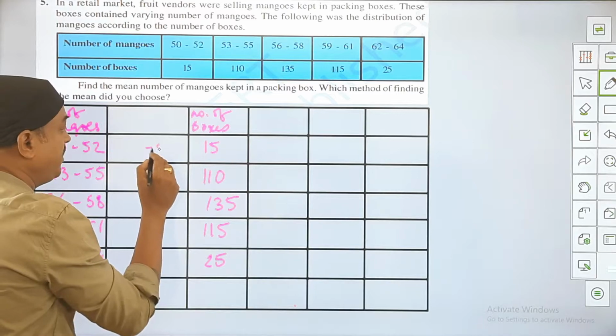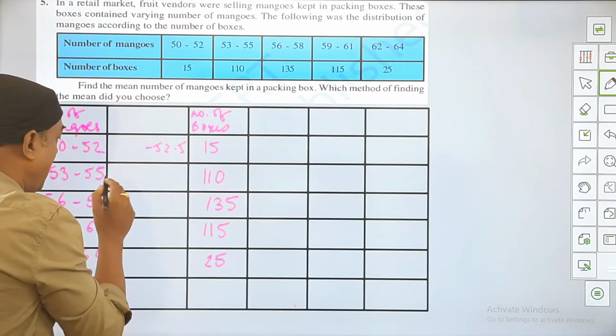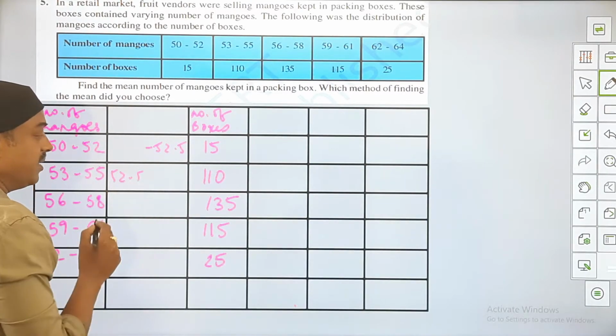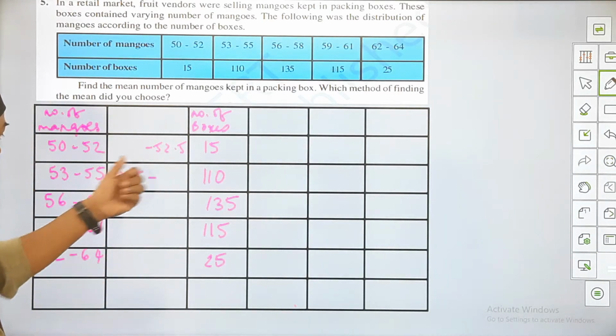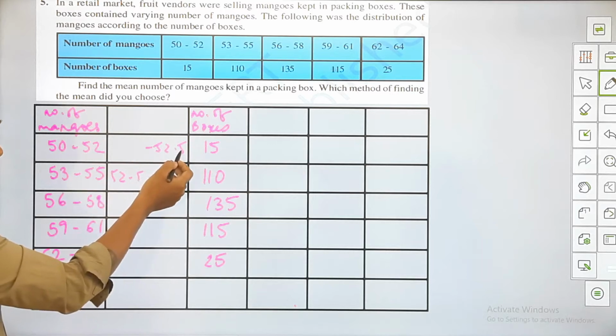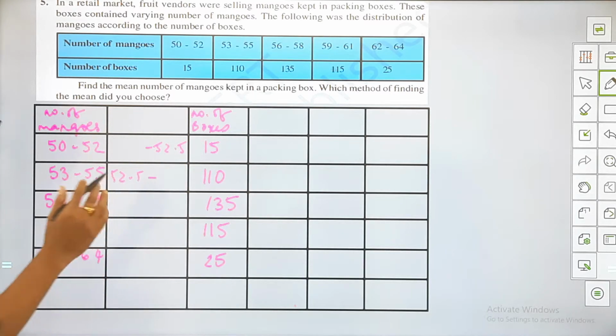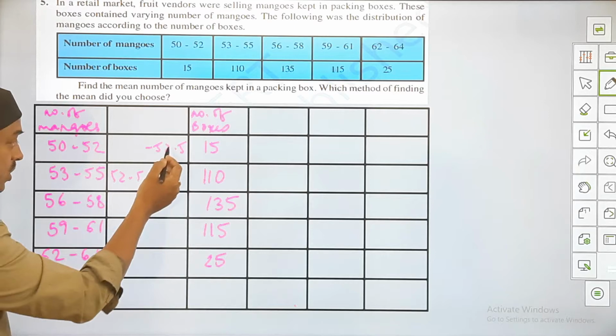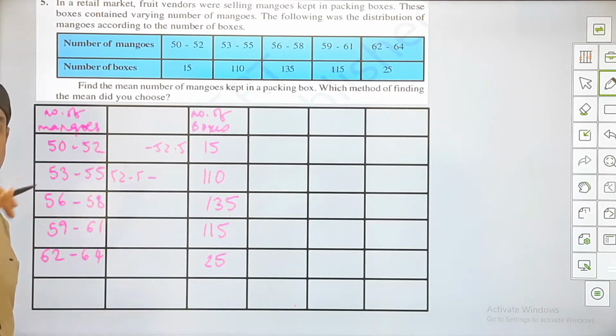To cover that gap of 1, we take the upper limit as 52.5, and we start with 52.5 here. Now both are the same value. The gap is 1, so I increase by 0.5 and decrease by 0.5 so that the gap gets covered and both have the same value. This is called continuous data.